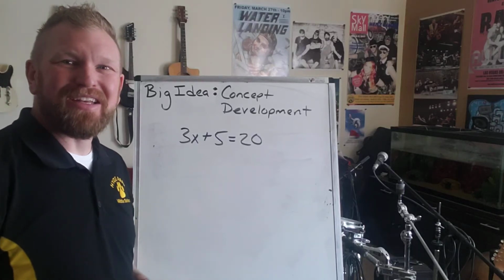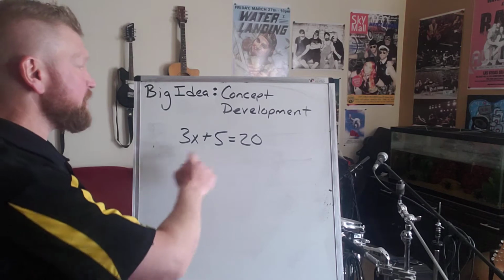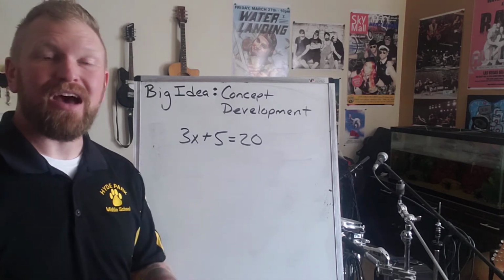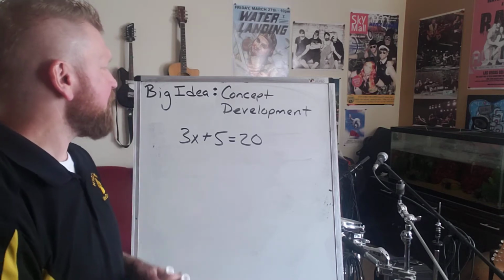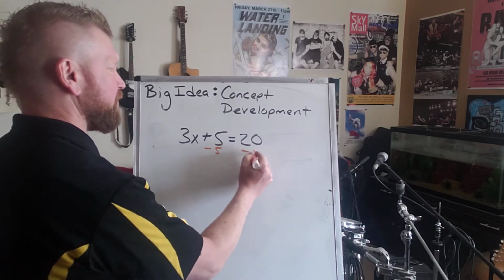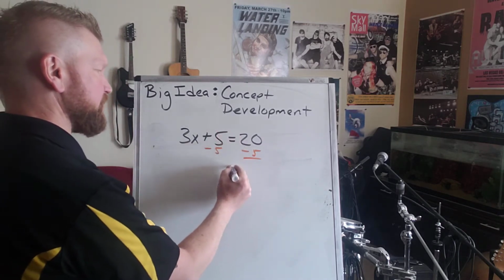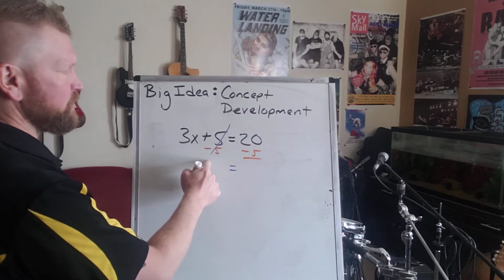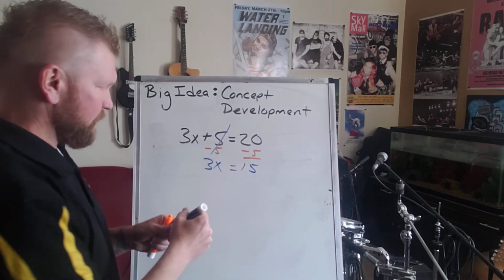All right, the big idea for this question is concept development. We've got an algebraic equation, 3x plus 5 equals 20. Now, for a student that's already kind of proficient with solving algebraic equations, they might do something like this. Subtract 5 on this side of the equation, subtract 5 on the other side of the equation. And the equal sign will stay in the middle. That equals 0. So on this side we have 3x, on this side we have 15.